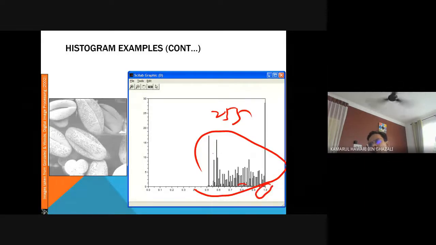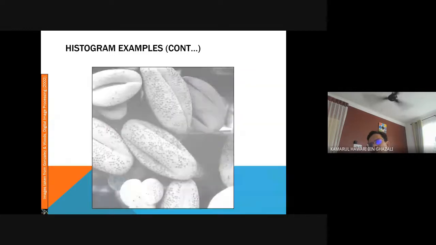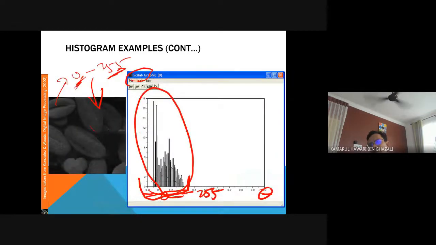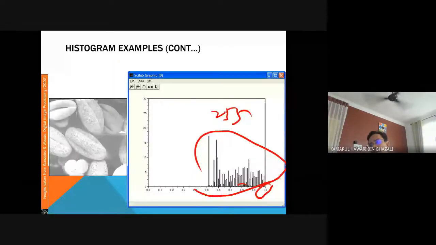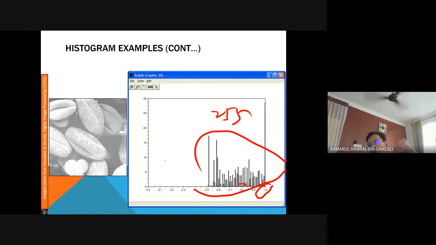Oh, no wonder it's bright, because the pixel value distribution has nothing in the black region. It's far from zero. Oh, that's why. So this one is dark, this one is bright. So you can differentiate by the histogram. The histogram looks like this. So what do you expect the histogram to look like so that your image looks good?